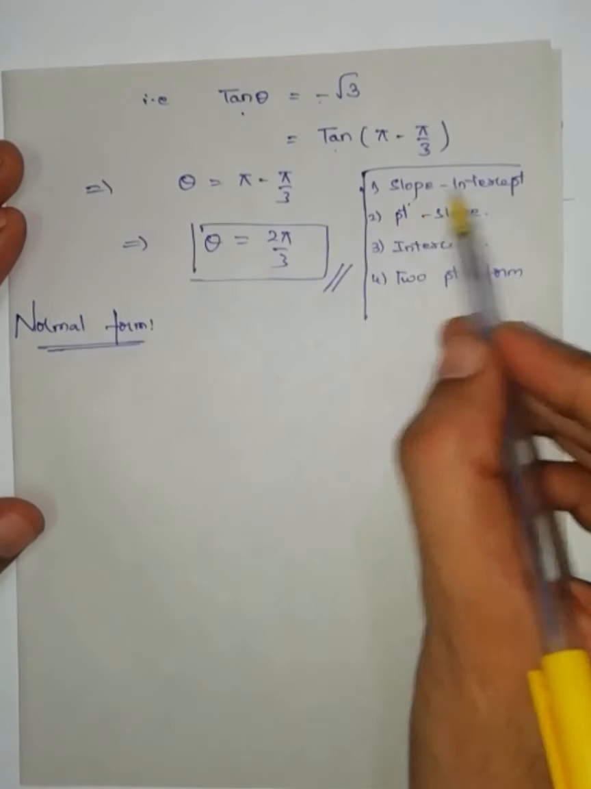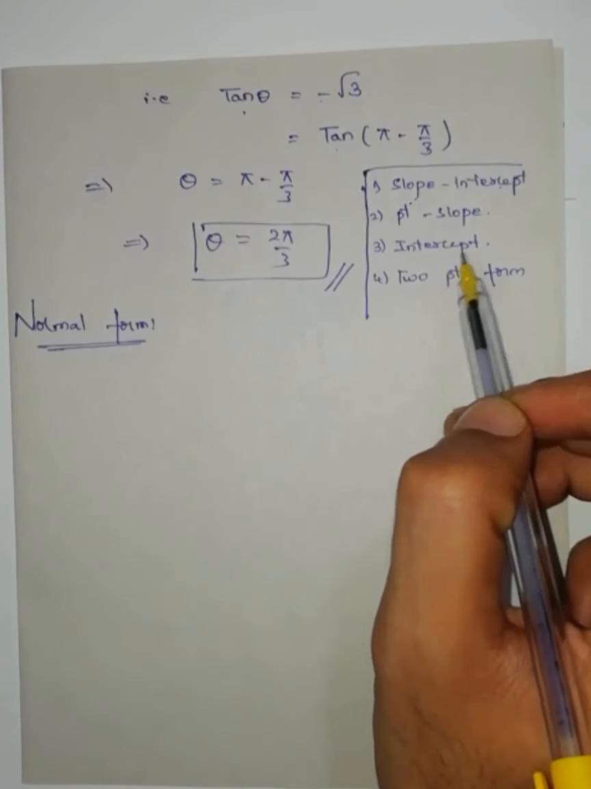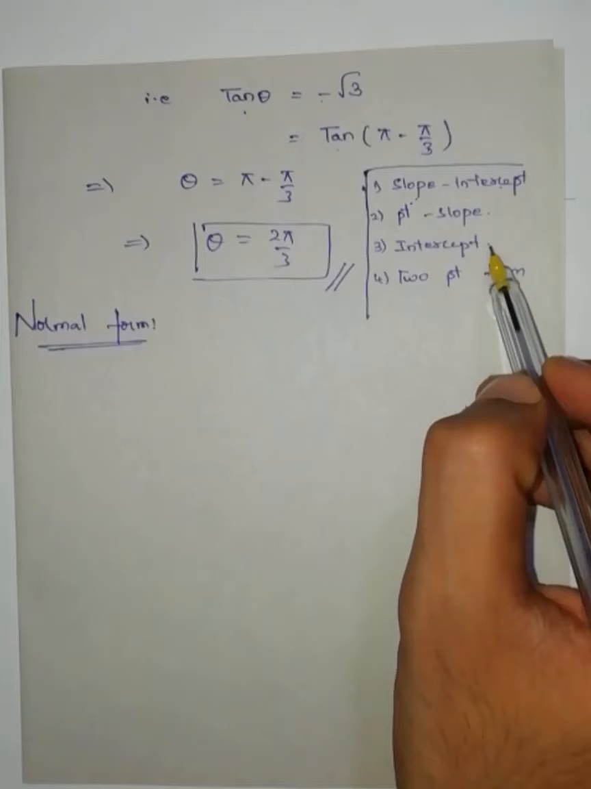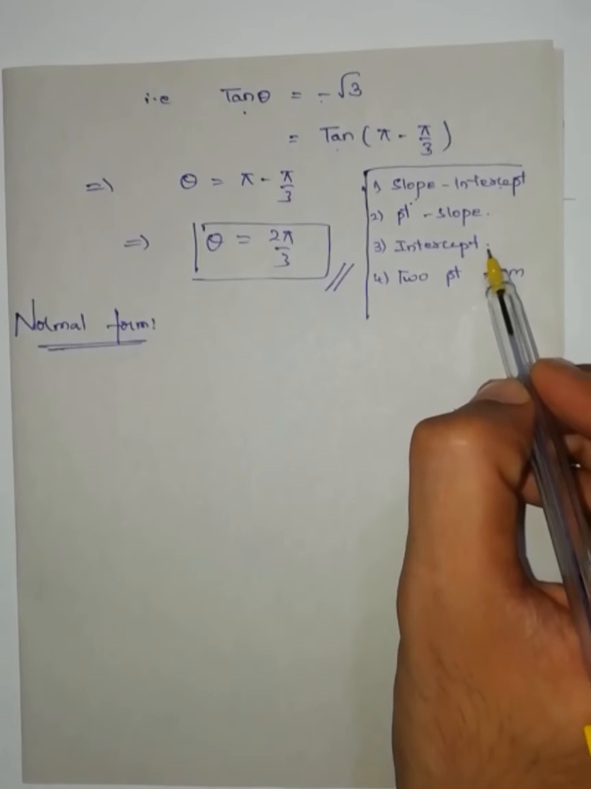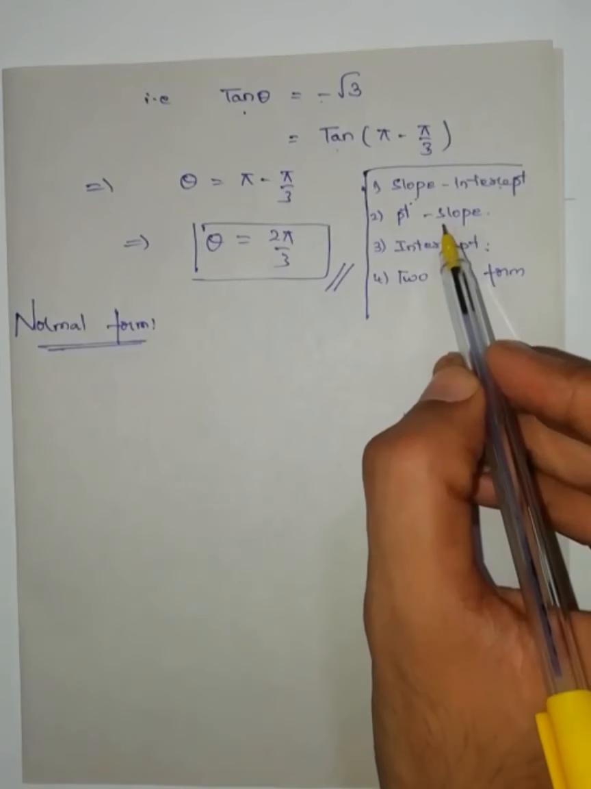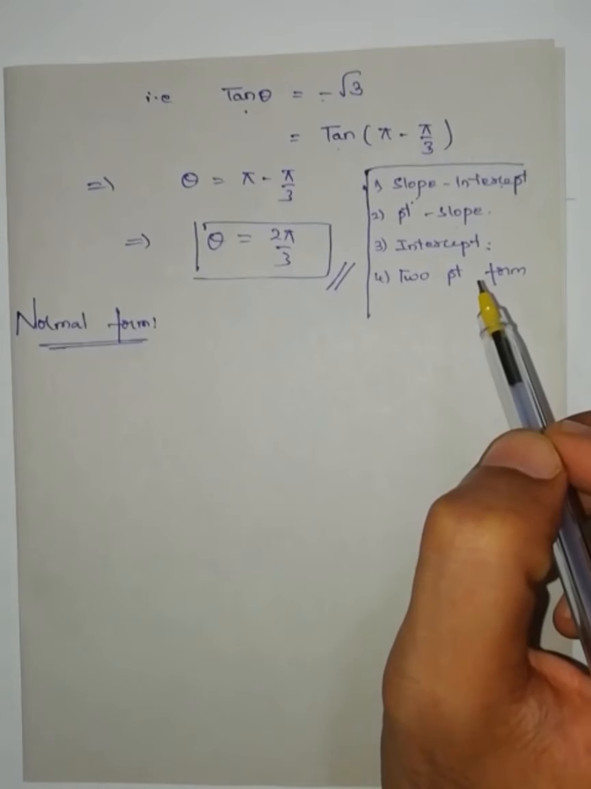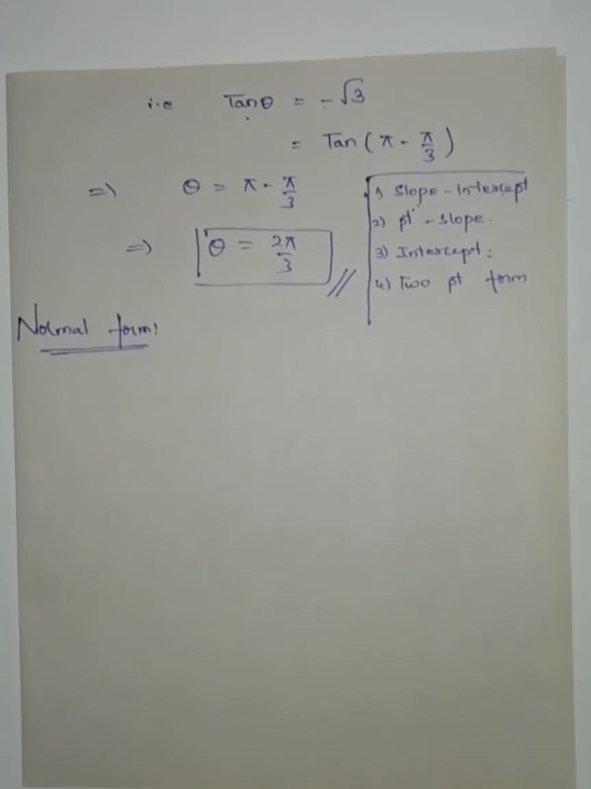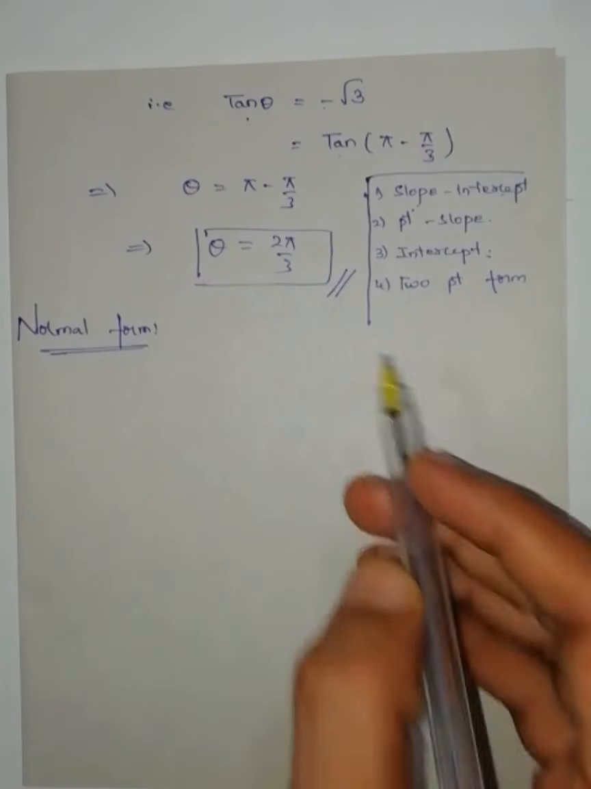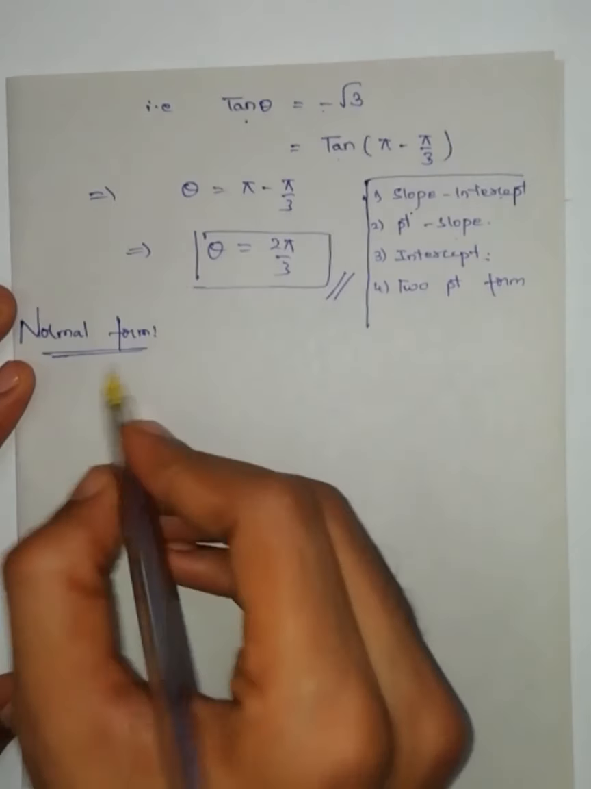First we learned slope intercept form, that is y is equal to mx plus c. Then intercept form, that is x by a plus y by b is equal to 1. Then point slope form, that is y minus y1 is equal to m into x minus x1. Then two-point form, that is y minus y1 into x1 minus x2 is equal to y1 minus y2 into x minus x1. Now the fifth one is the normal form.